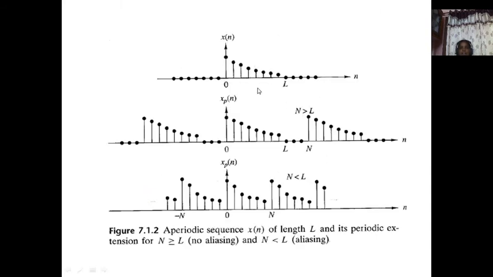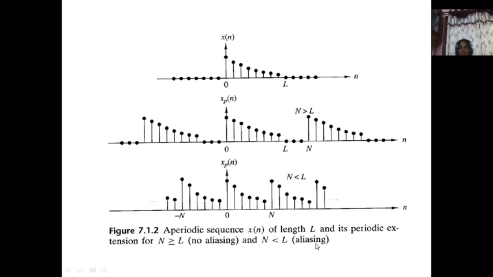See this, x of n, where L is the length of the sequence. If L is smaller than capital N, then this will be reconstructed very simply. The first case is the original sequence: for N greater than or equal to L, no aliasing, so we can truncate this. But in case N is less than L, that means we are reconstructing only N samples, so the aliasing effect exists.